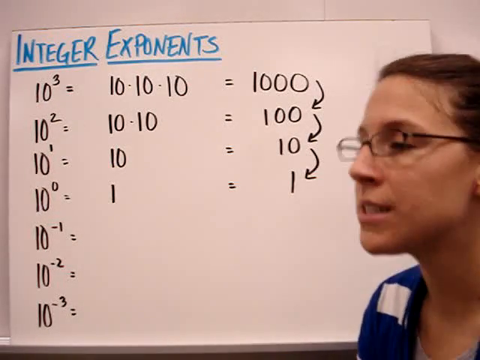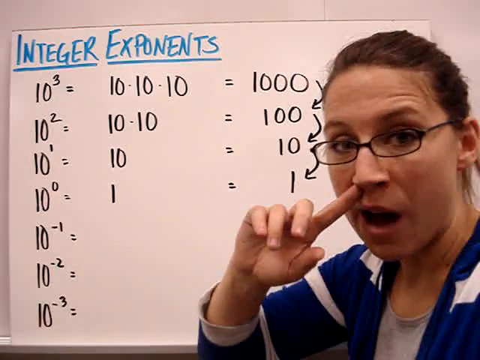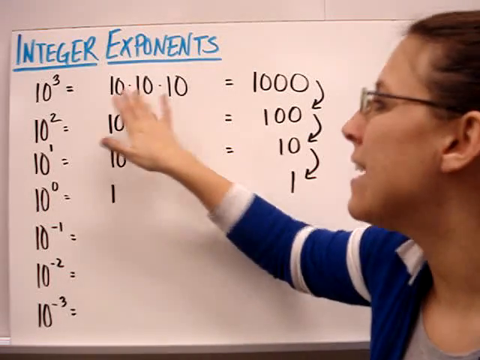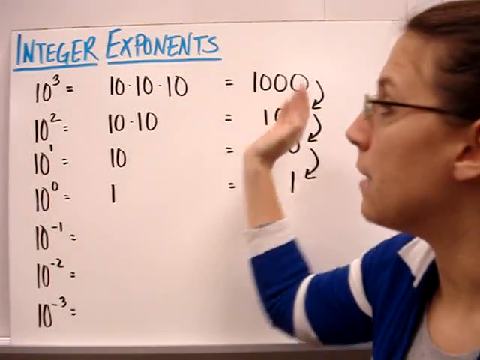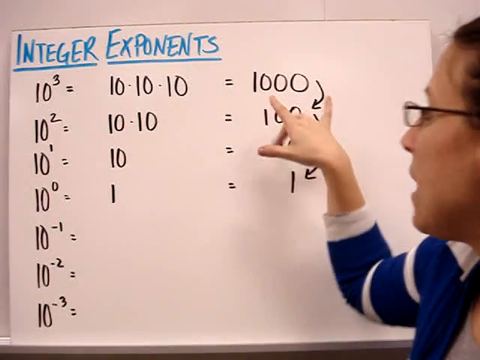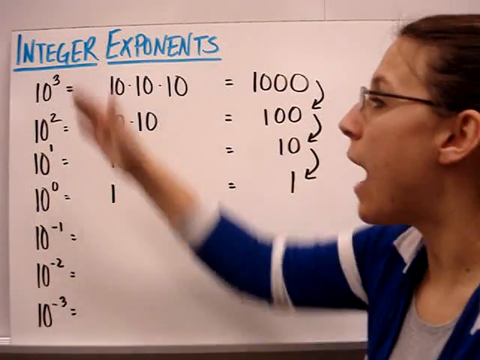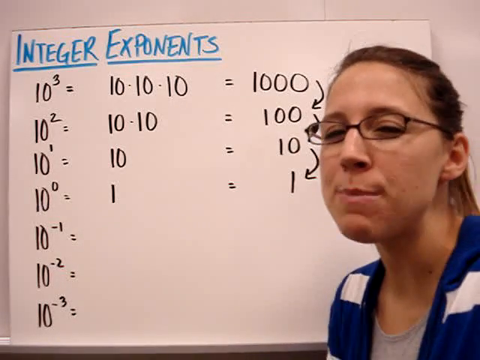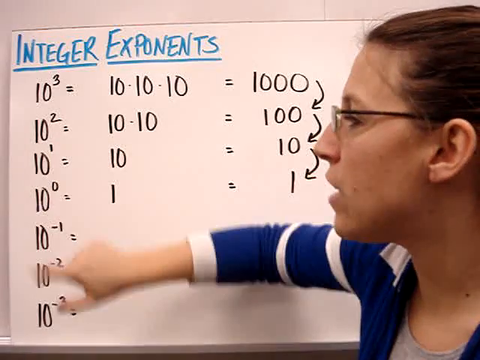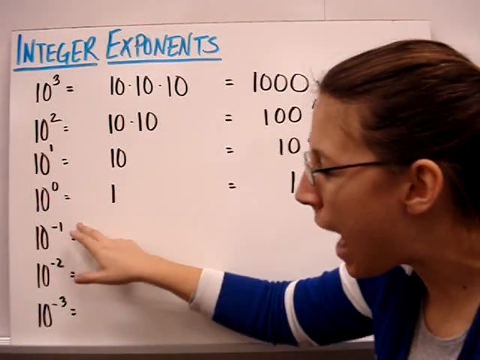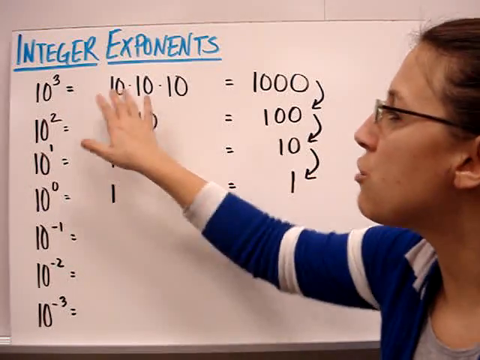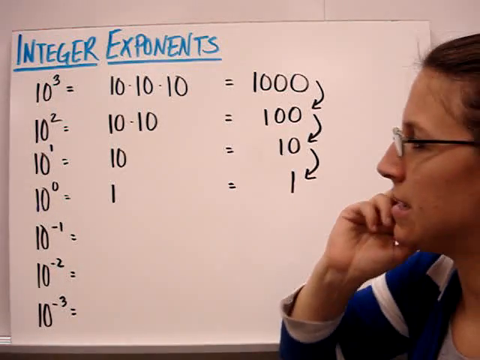an overall product. So if I were to evaluate this power, 10 to the third power, that means 10 times 10 times 10, 3 times. We know that 10 times 10 times 10 equals 1,000. So I'm going to show you a pattern of what happens to these powers of 10 as I move down in value of exponents, and then what happens as I get to the negative exponents. So 10 to the third power is 1,000.